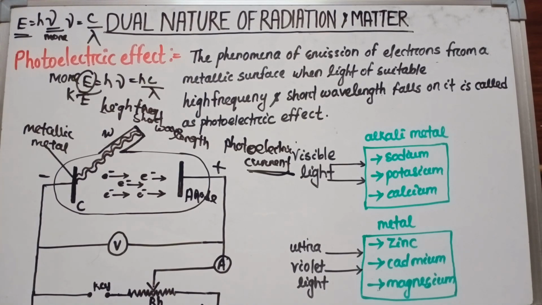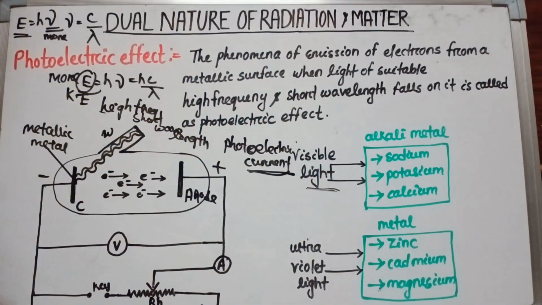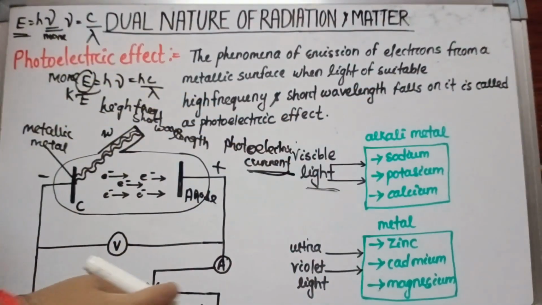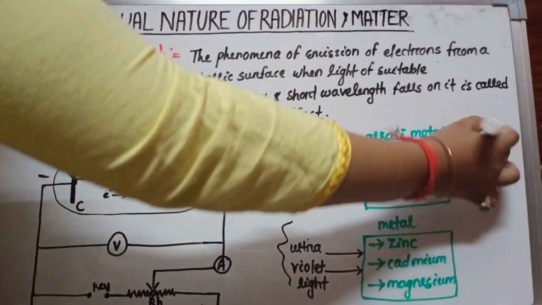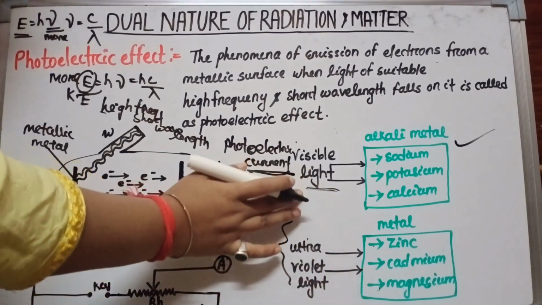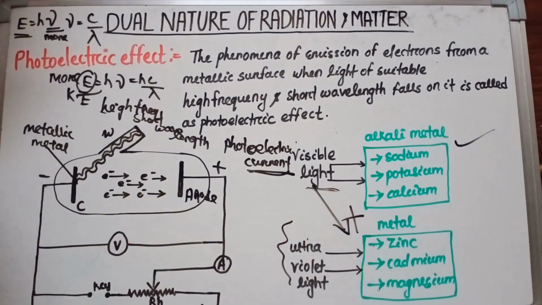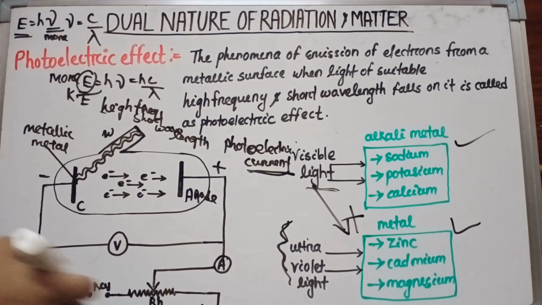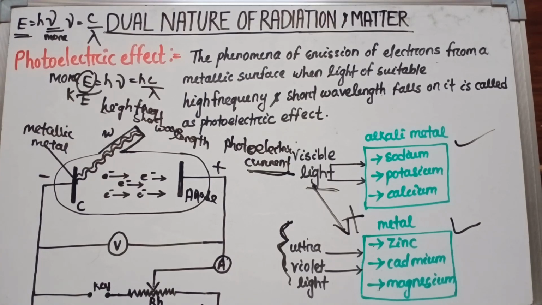Now here we learn about a basic difference. When visible light falls on an alkali metal like sodium, potassium, or calcium, electron emission takes place. But in the case of metals like zinc, cadmium, and magnesium, if visible light falls on them, emission does not take place. Emission takes place only when ultraviolet light falls on them. Clear, students?